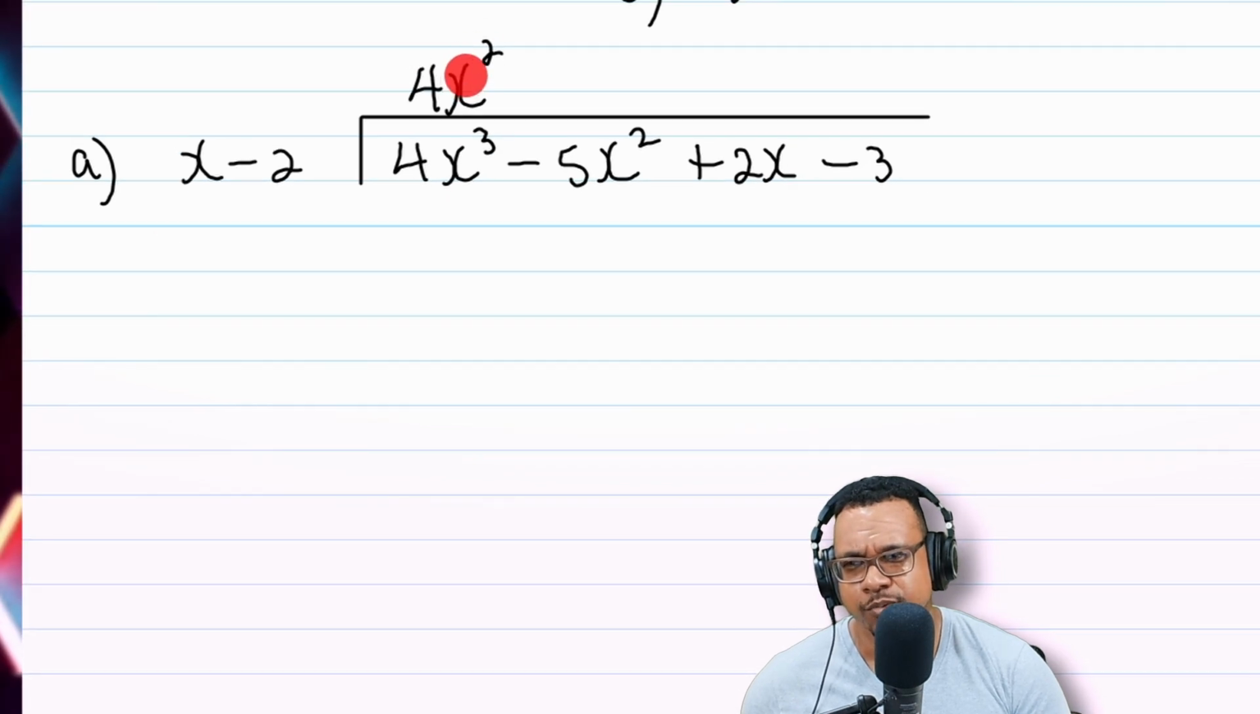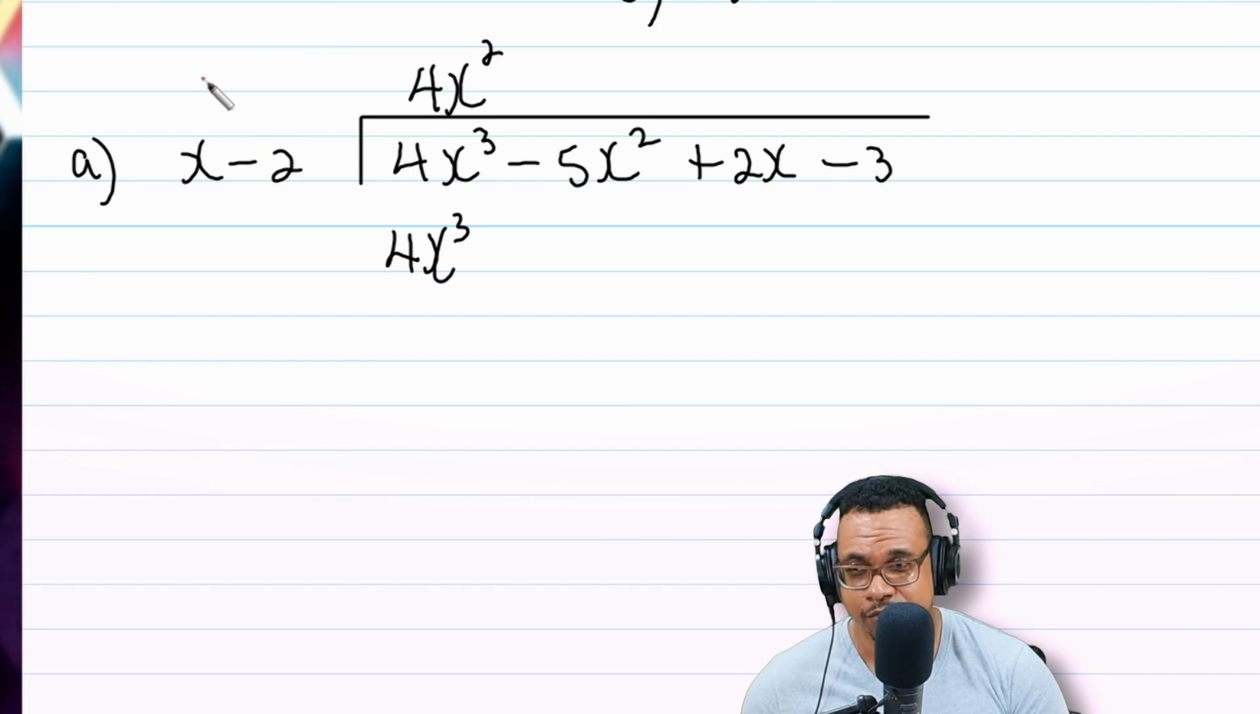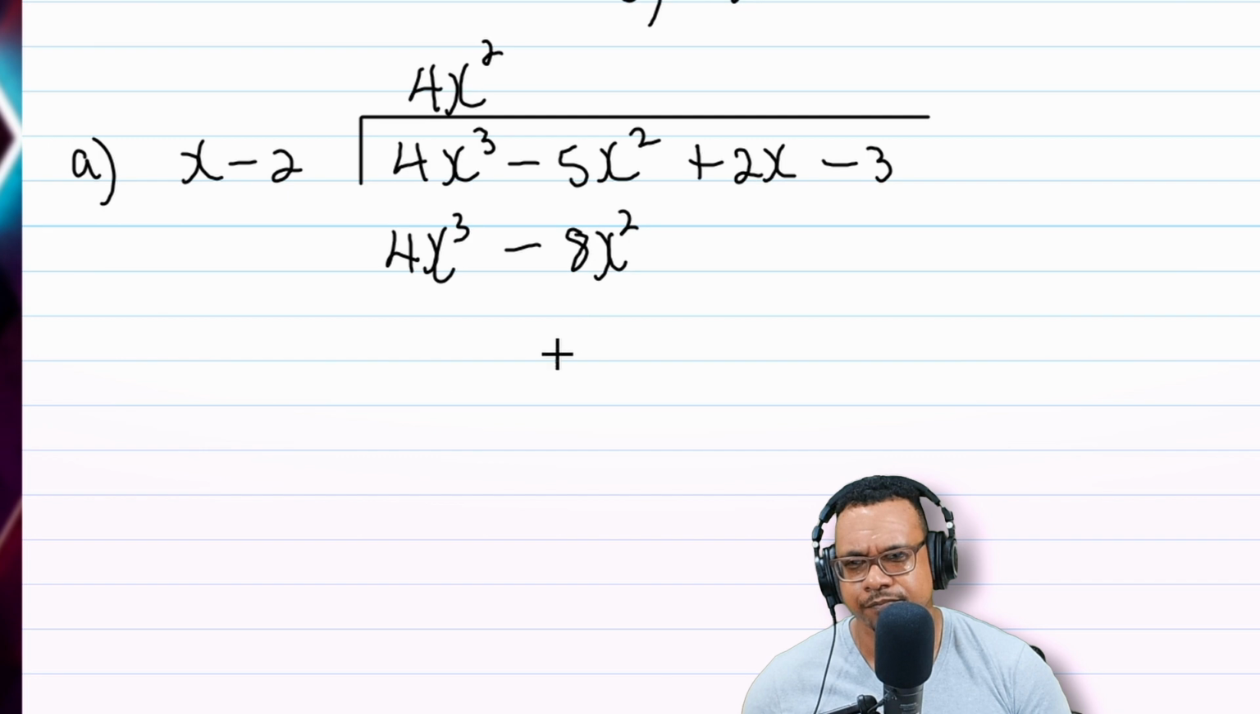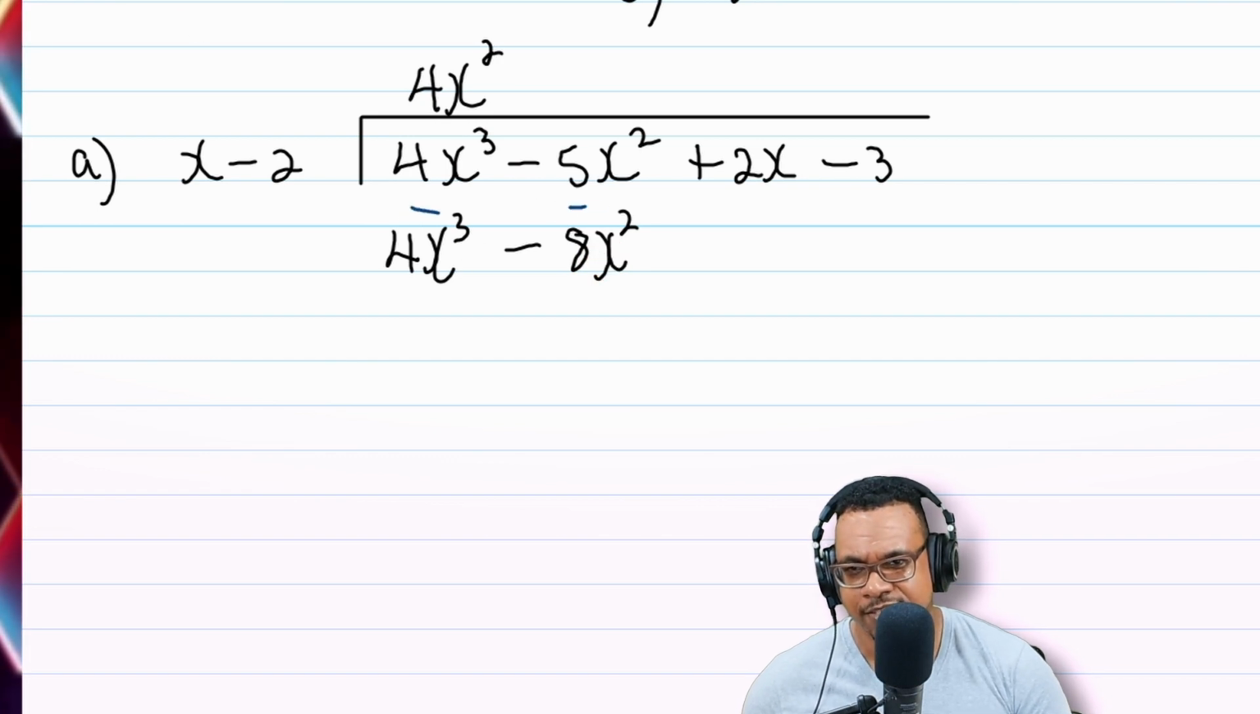Then I'll take this 4x squared and multiply by these two terms in my divisor. So 4x squared by x would give 4x cubed. And then I'll take the 4x squared and multiply it by this negative 2. And that will give negative 8x squared. And then I'll subtract the 4x cubed with the 4x cubed and the negative 5x squared with the negative 8x squared. So subtraction signs here.